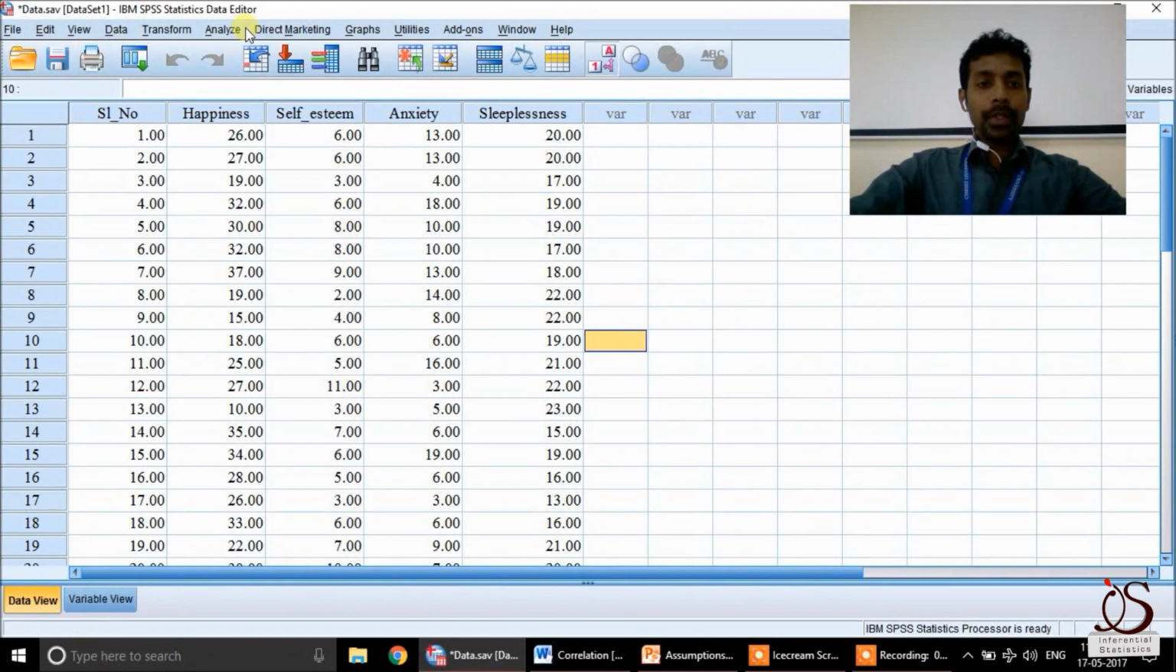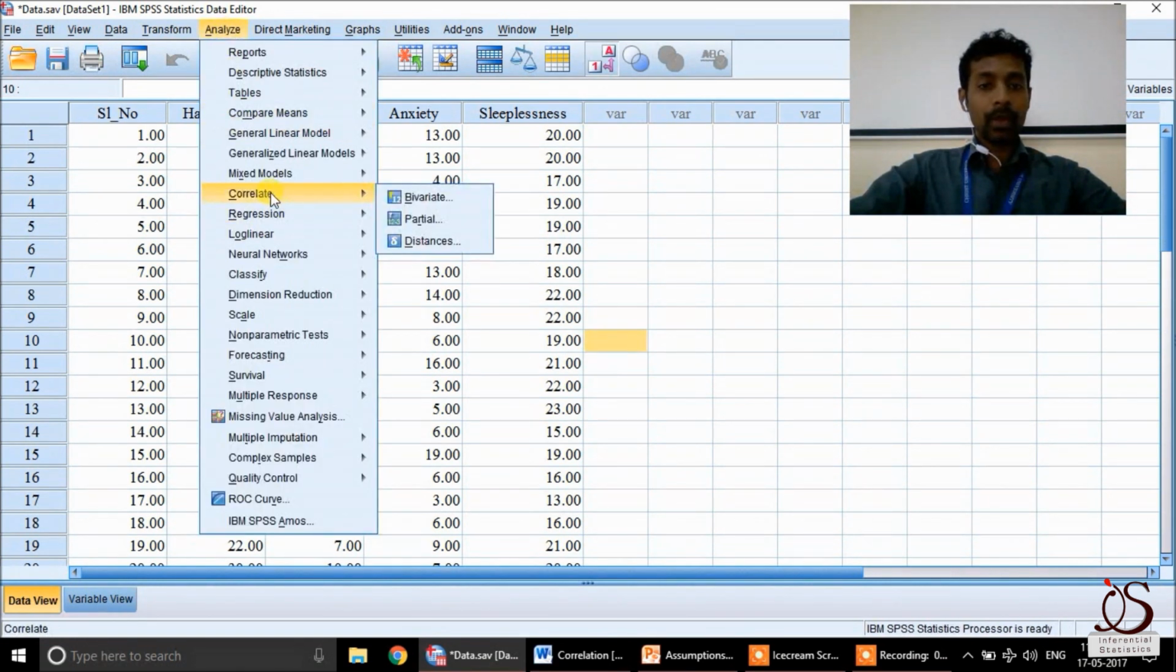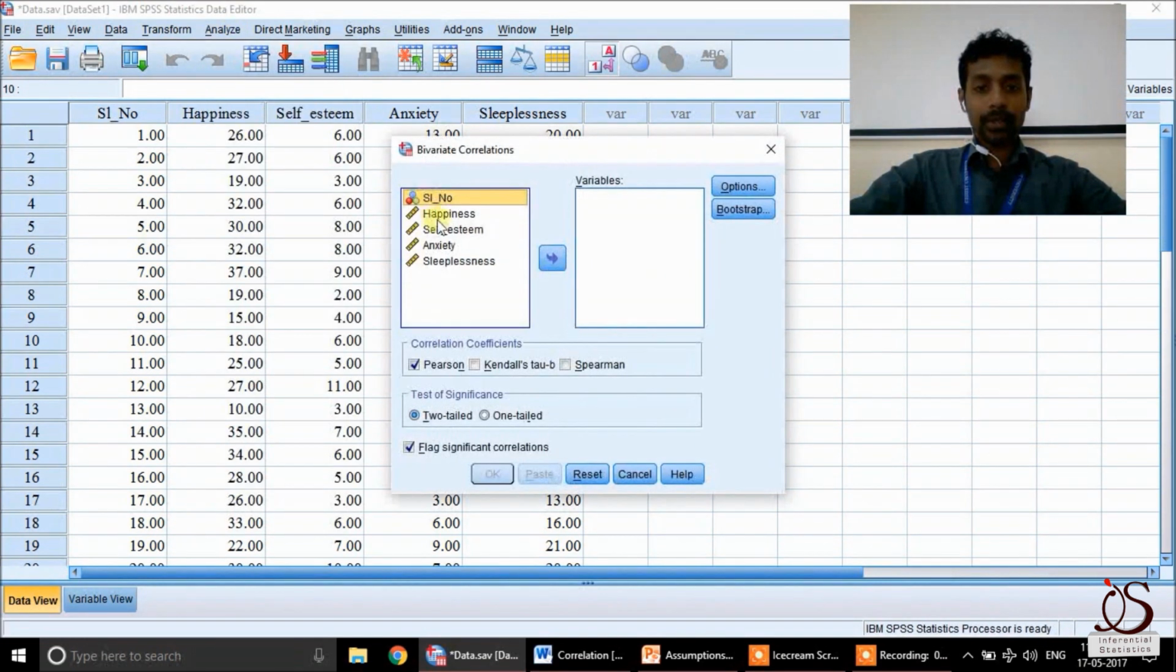Okay, now the procedure to do Pearson correlation is go to Analyze, then Correlate, then Bivariate Correlation. Take happiness and self-esteem to the right side. Pearson by default will be selected. Two-tailed or one-tailed test is chosen based on the nature of the hypothesis.